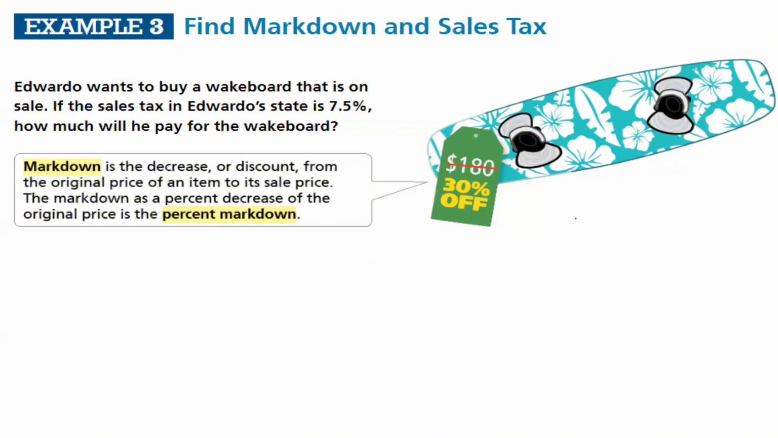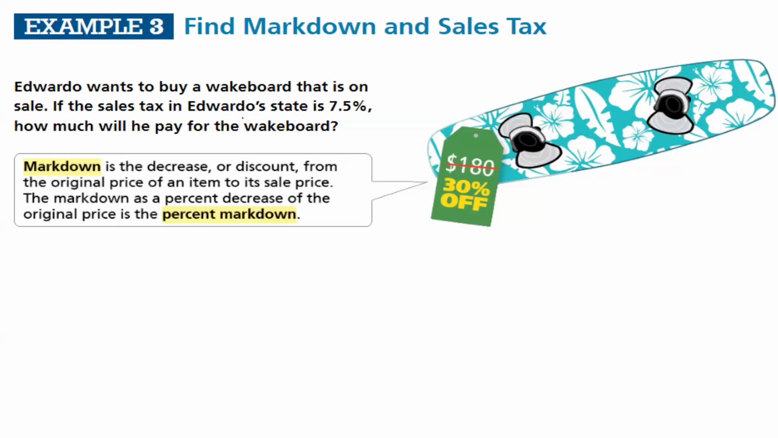So looking to the right of my screen where I have this picture, here we have a line going through the 180 and it says 30% off. This is just saying that this price is being reduced by 30%. Okay, so let's go to the problem.